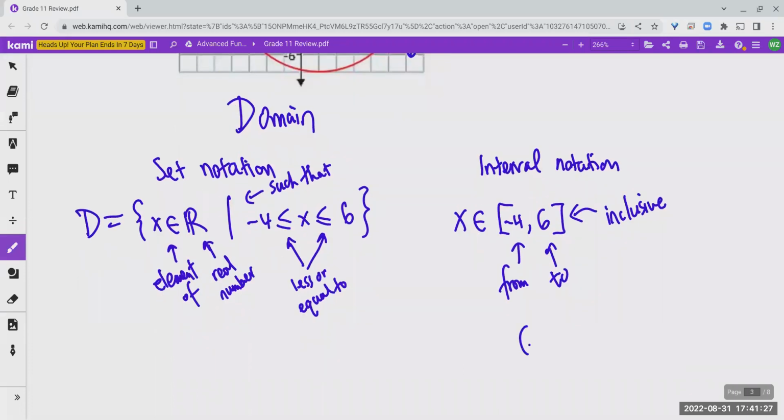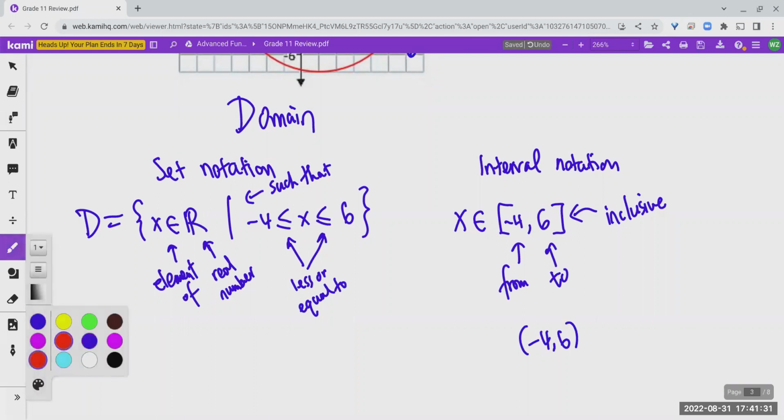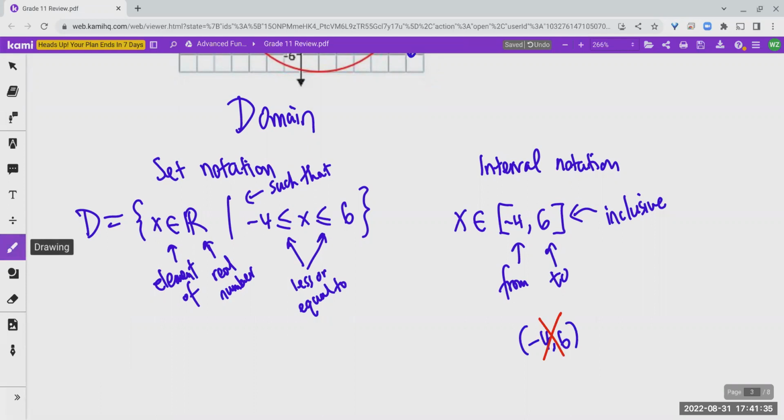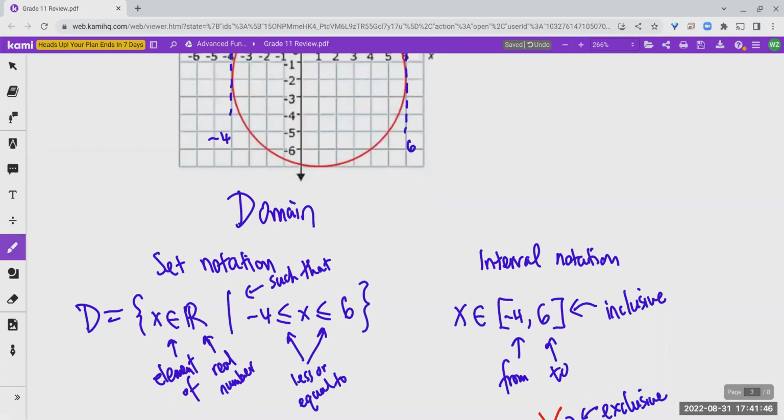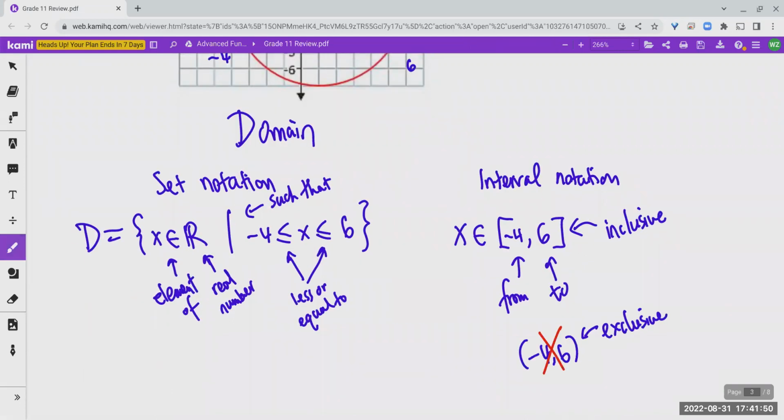Now, what's the other kind of bracket? Well, if you wrote this, then you're wrong. Because you'd be saying that x is between -4 and 6, no problem, but you would be excluding -4 and 6. You're saying x can't be -4 and 6, which is incorrect because look on the graph. X is obviously including -4 and 6. So you must use square brackets.